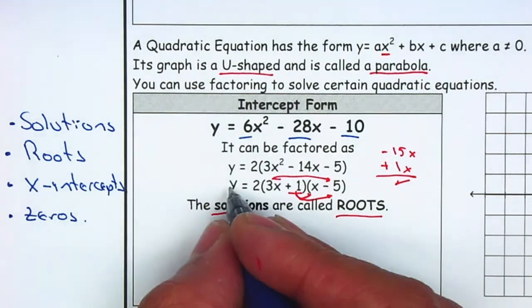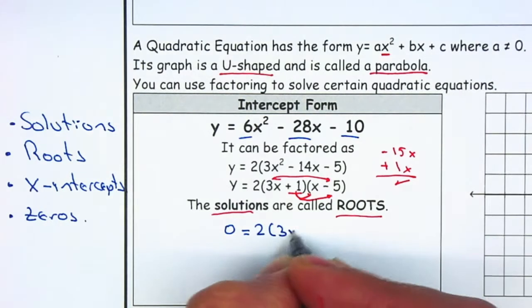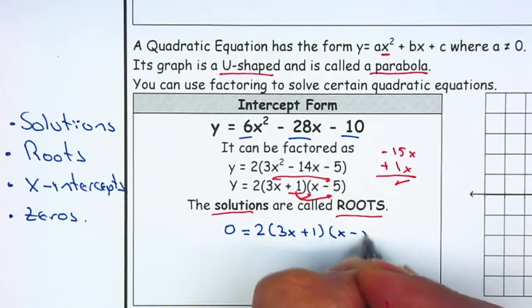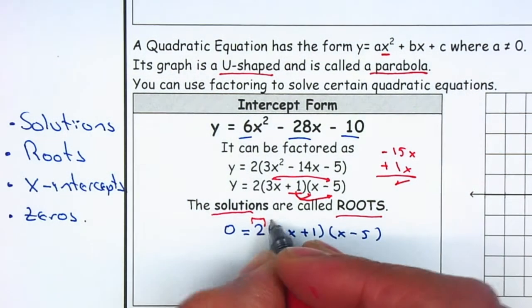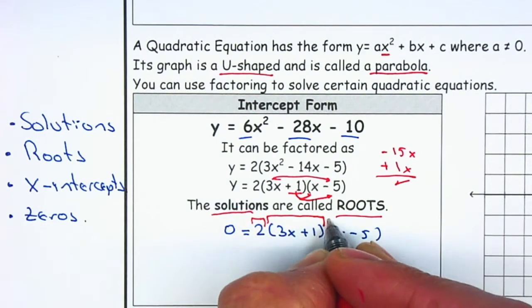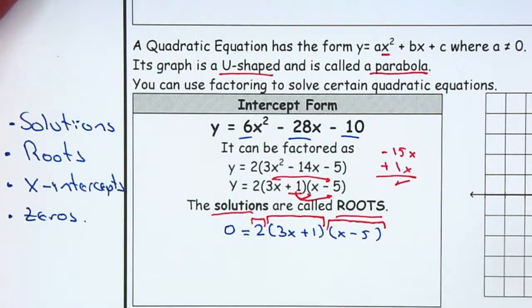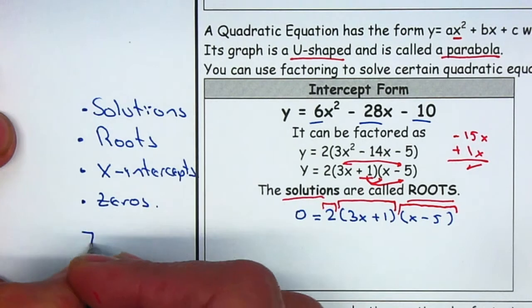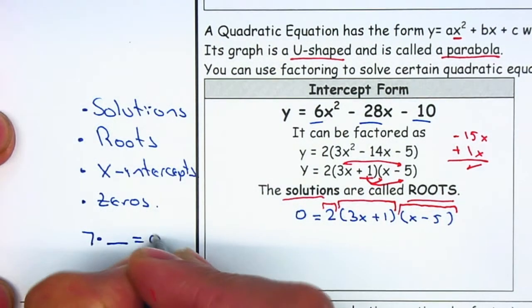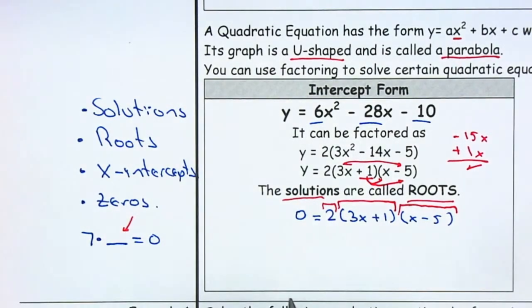Now to find the x-intercept, I'm going to let y equal 0. We have 2 times (3x plus 1) times (x minus 5). Now we know that these are multiplying: the 2 is multiplying, the 3x plus 1 is multiplying, and the x minus 5 is multiplying. And we know it has to be equal to 0. So for example, if I have 7 times a number equal to 0, what must that number be? It must be 0.